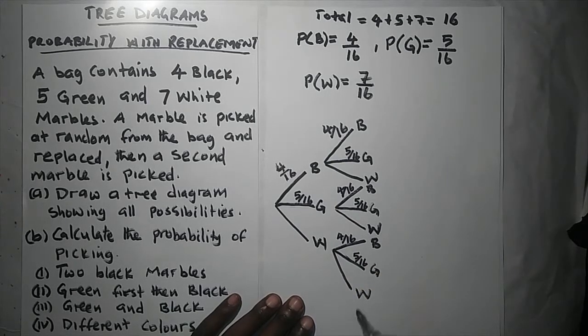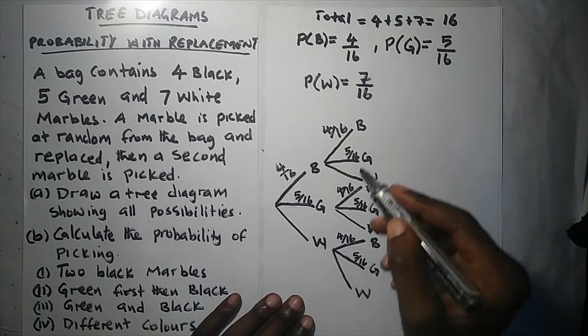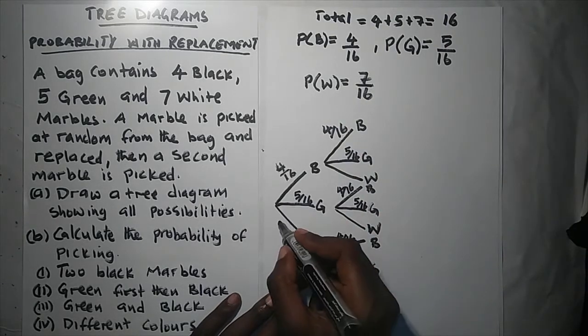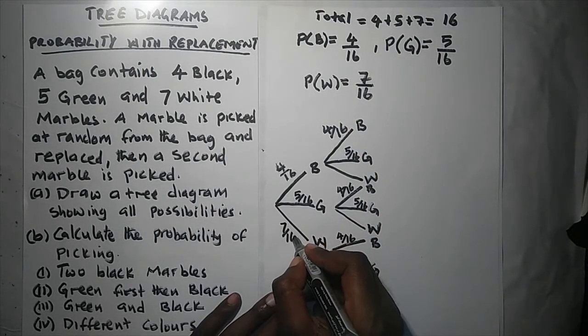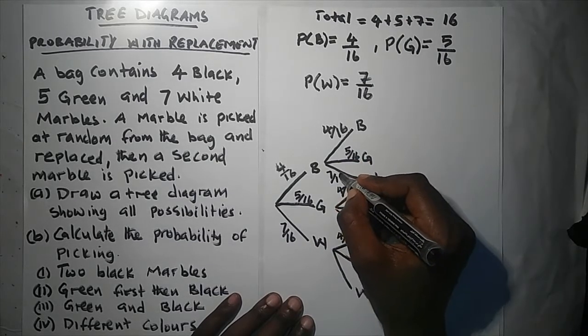Then we come to white. The probability of picking white is 7 out of 16. So white is here, you're going to have 7 over 16. Again, white is here, you're going to have 7 over 16.